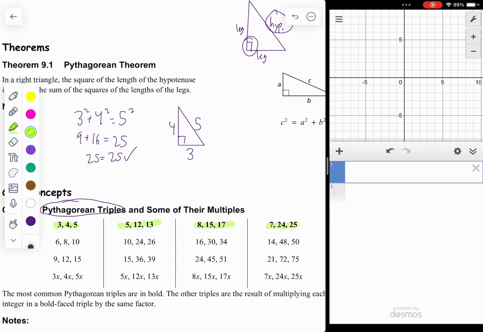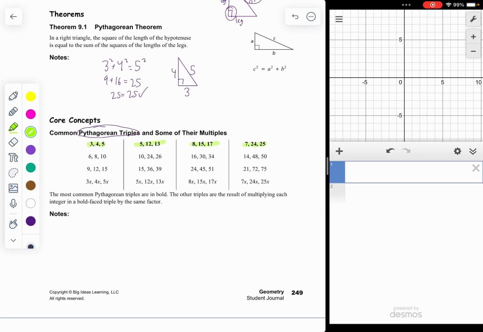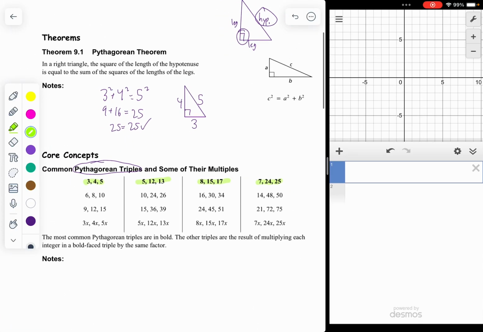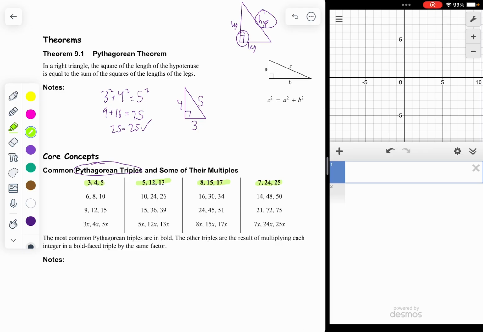Name a Pythagorean triple. 3, 4, 5. Boom. Simple as that. So again, like in the notes right over here, the most common Pythagorean triples are in bold. Other triples are a result of just multiplying it, because you can't go any lower than that.